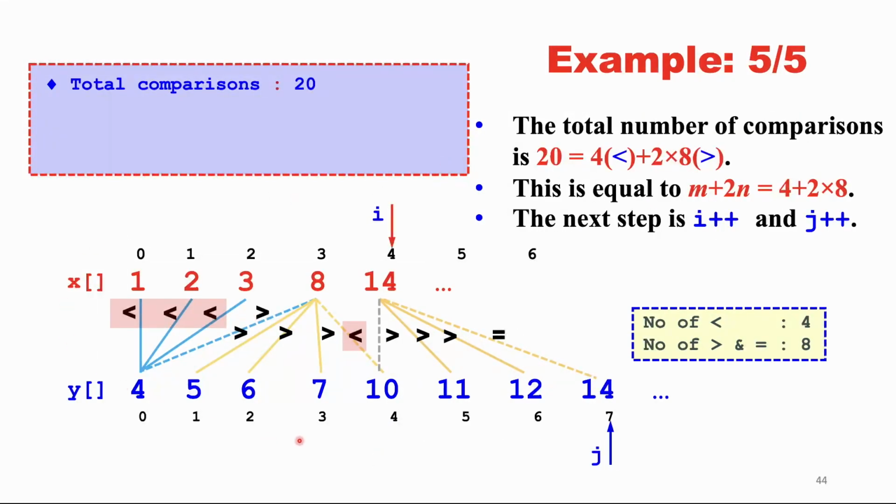We copy the diagram here, making all comparisons used explicit. The shaded comparisons are less than. The remaining are greater than. 1, 2, 3, 4: 4 less than. 1, 2, 3, 4, 5, 6, 7, 8: 8 greater than, multiplied by 2, we have 20. So isn't it the total number of comparisons is m plus 2n.